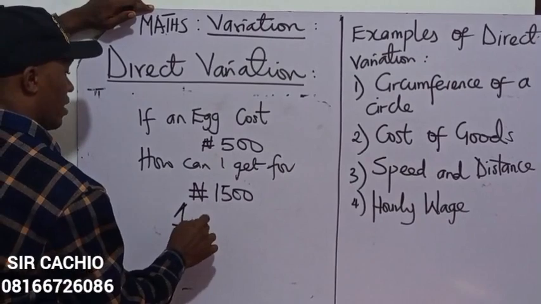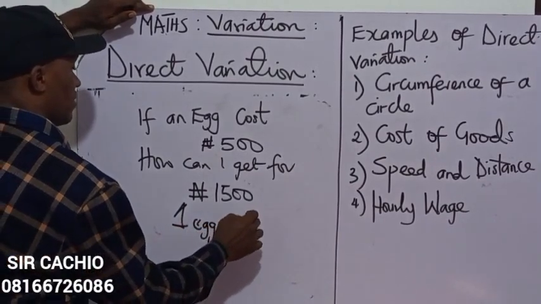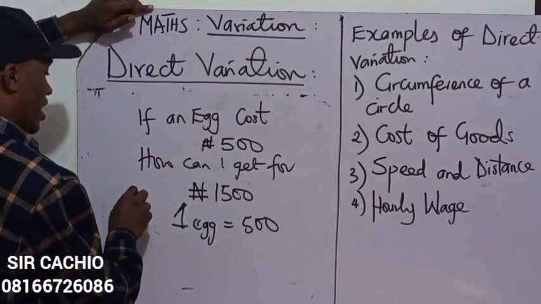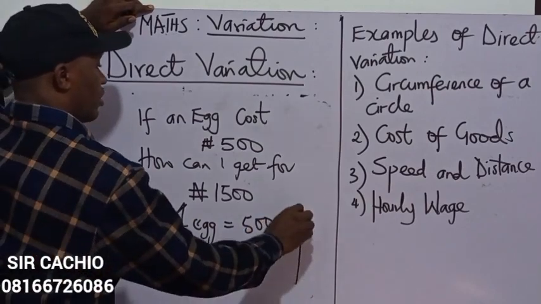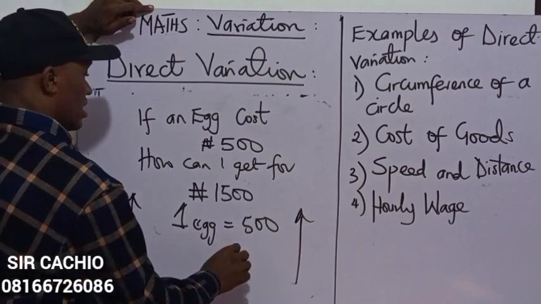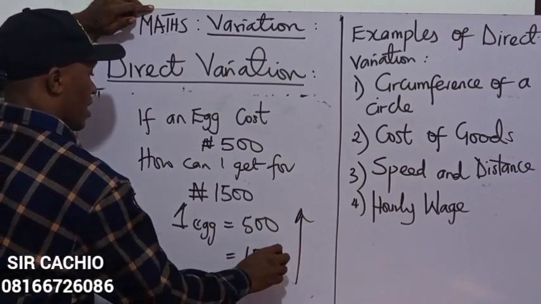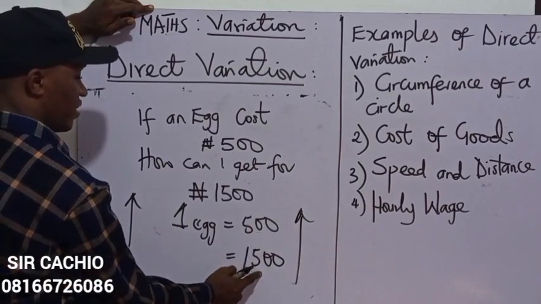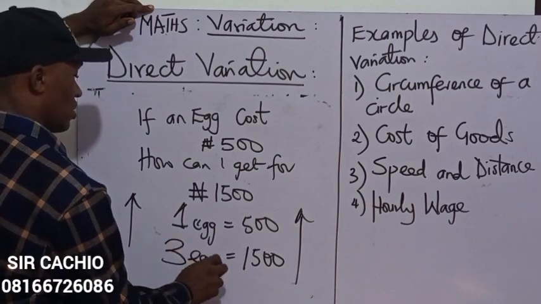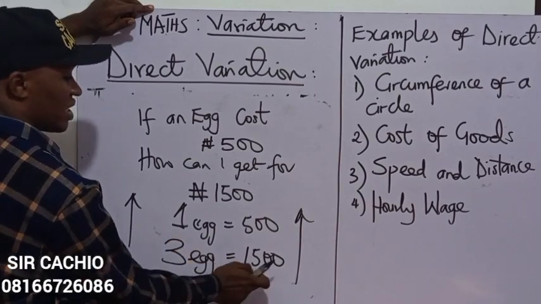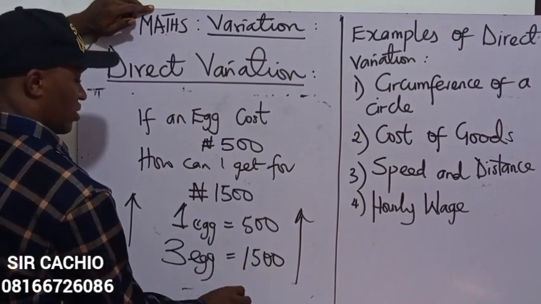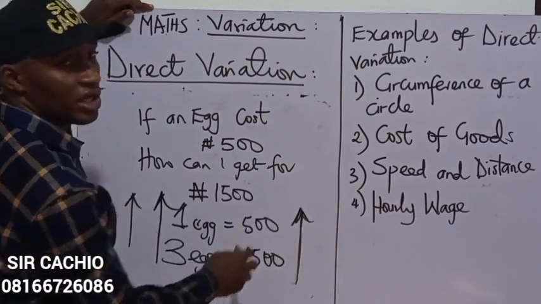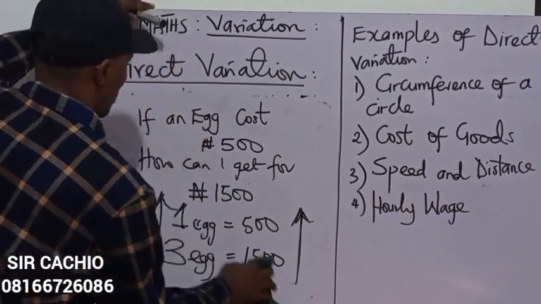It means that one egg is 500. Now check it. If I want more eggs, I'll need more money. Since the money increased to 1,500, it will give me 3 eggs, because the eggs increase since I have more money. So the more goods you want, the more the money will increase. We'll move on to the next one.